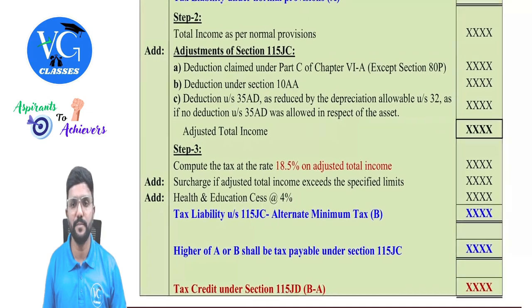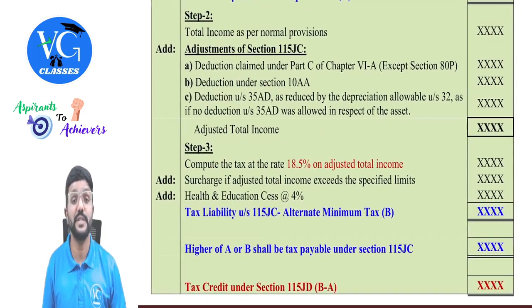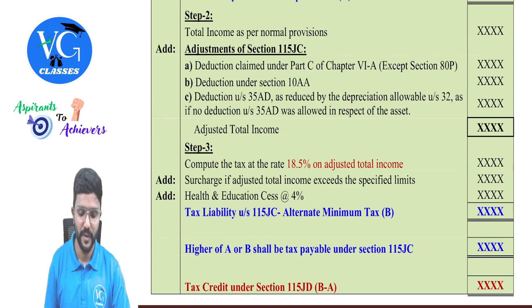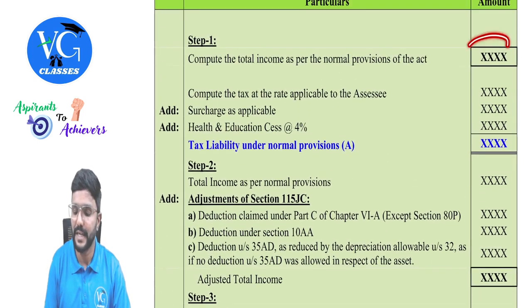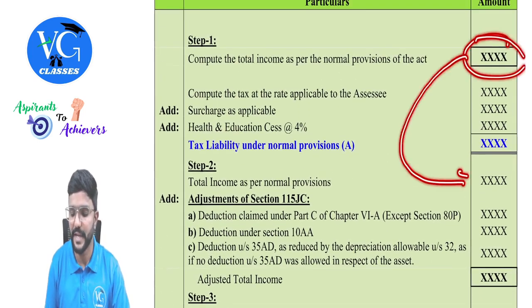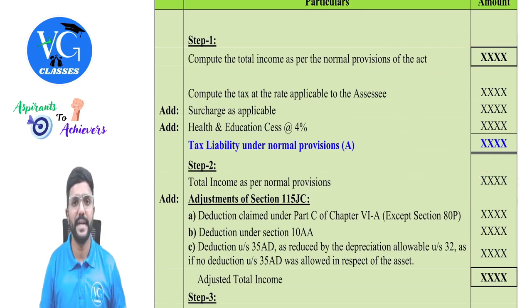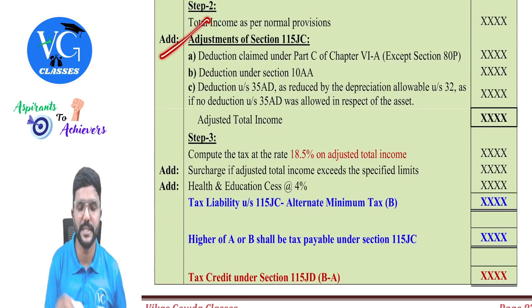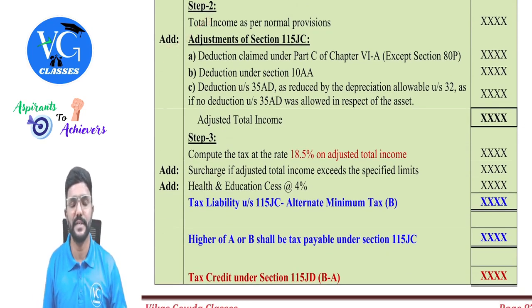Step 2 and step 3 are important, and we need to be careful. You need not take down anything, just listen. Whatever total income is calculated as per normal provisions, we are taking that as a base. Then we need to make necessary adjustments. What is that adjustment, sir?